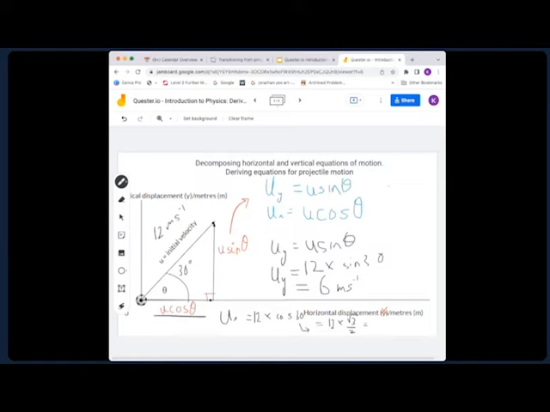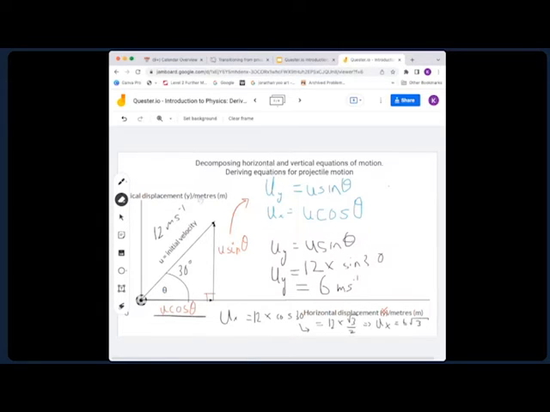Root 3 over 2. So therefore, our initial horizontal velocity is going to be equal to 6 root 3. But in physics we would never say 6 root 3. We would actually put whatever this is into a calculator and then bring out the number. Does that make sense? Okay, cool. I hope that made sense for you guys. So that's essentially decomposing the horizontal and vertical components of motion.